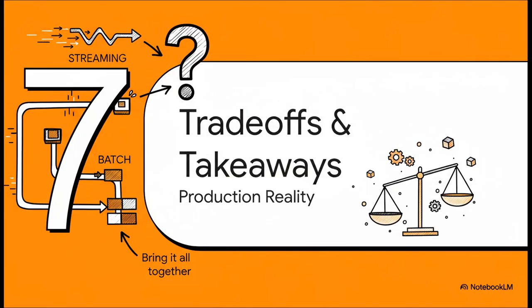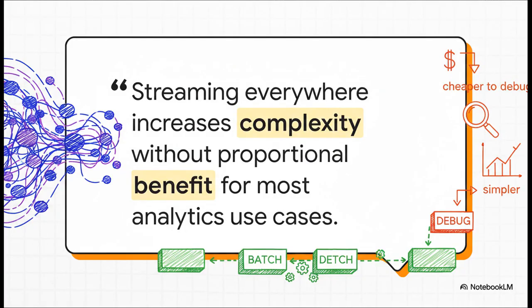Okay, let's bring it all home. Building these pipelines is all about making a series of trade-offs. And maybe the biggest debate you'll hear today is about streaming versus batch. So let's talk about the truth in production. Despite all the hype you hear, pure record-by-record streaming is rarely the right answer for analytics. The reality is, for most BI and reporting use cases, a 5 to 15-minute latency is totally fine.